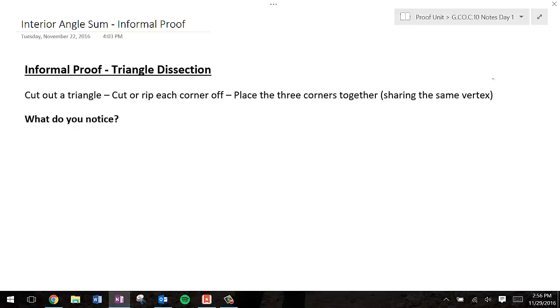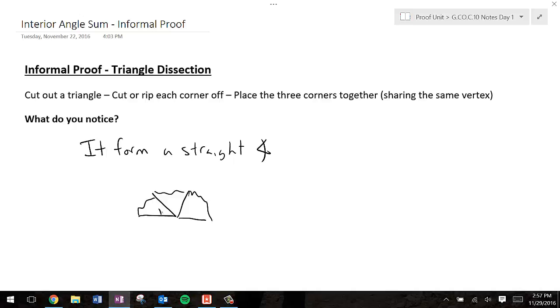So you're going to cut out a triangle, rip each of the corners of the triangle off, and lay them together so that they're sharing the same vertex, and see what happens. What should happen is it should form a straight angle. When you put all three of those together, it should look something like this, where there's your shredded ends of your pieces, angle 1, 2, and 3, and you end up with a straight angle.